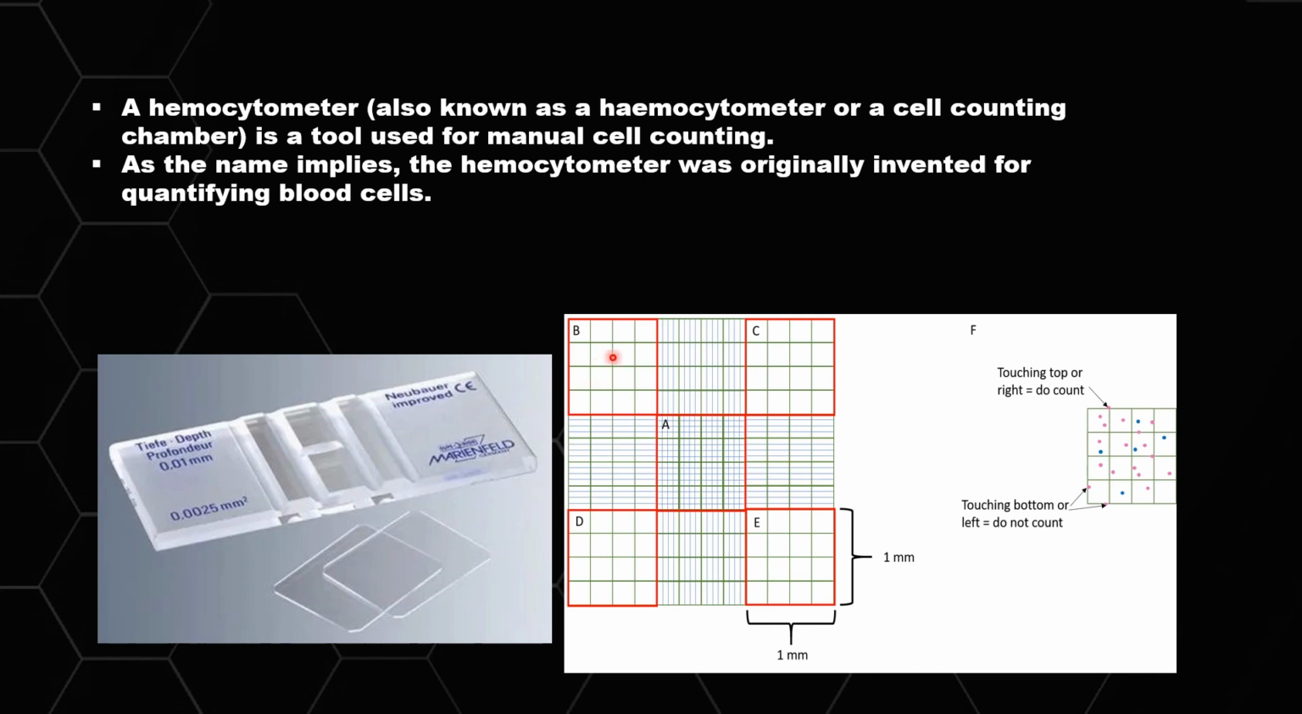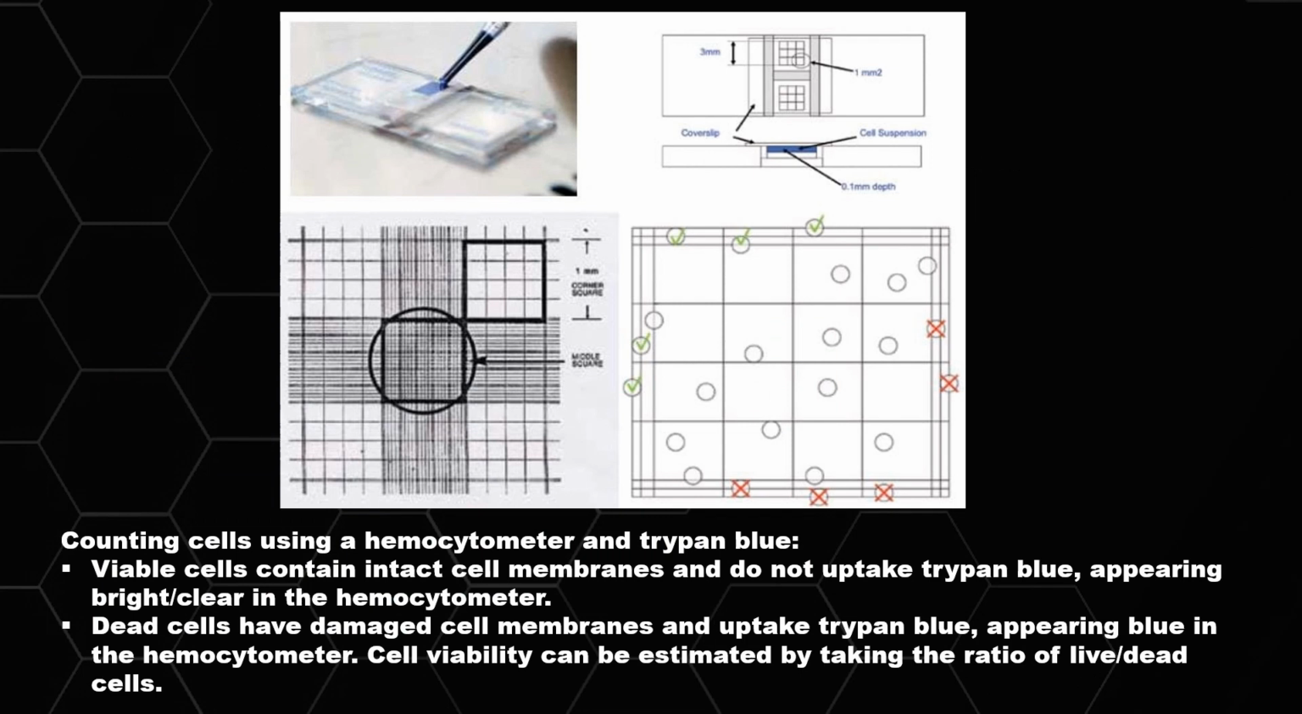And how do cells look under a hemocytometer? So we use trypan blue dye. We mix the cells with trypan blue. So the viable cells that contain an intact cell membrane do not take up trypan blue dye and they appear bright in color. Whereas the dead cells that have a damaged cell membrane take up trypan blue dye and they appear blue in color. So when we count the cells, there are some blue cells as well as some bright cells, and that's how we calculate the cell viability. We count live cells as well as dead cells.